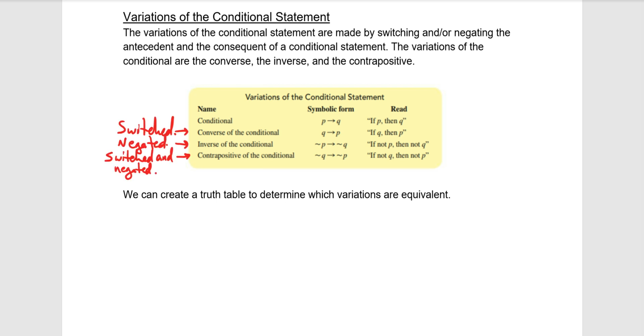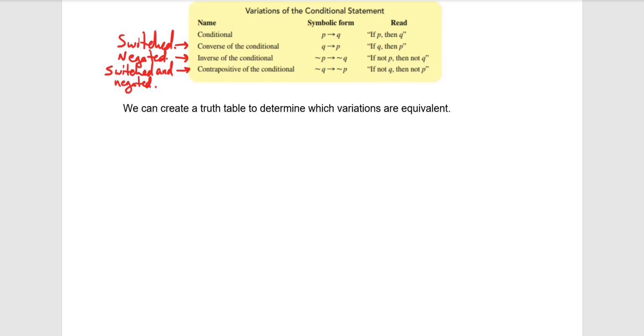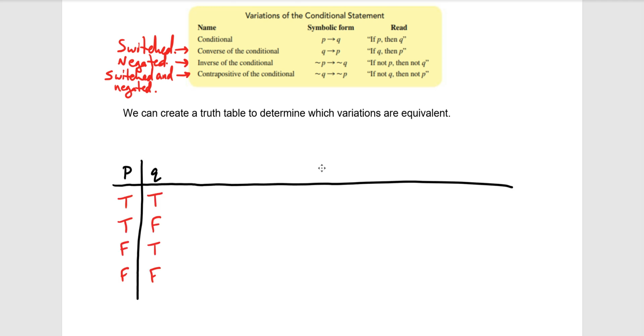Okay, so let's determine by creating a truth table which variations are going to be equivalent to each other. Let's set this up. We're going to have two statements, so 4 cases with P and Q. We have the usual setup with P and Q, and let's take care of the negations because we're going to need those in a second. So let's do not P, and then let's do not Q.